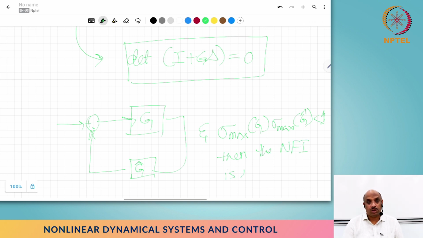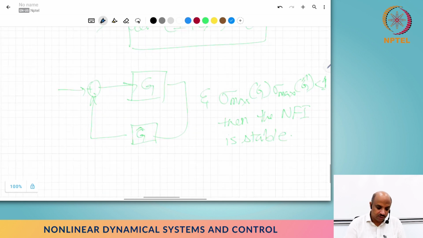So what this is essentially saying is that if you have two systems in feedback, and both are somehow less than 1 in gain, then stability holds. Sigma max is the maximum singular value. Hopefully you're familiar with that concept. It is actually a norm on matrices, so it captures very well the size of a matrix. When we have this condition, we can guarantee stability, and this is called the small gain theorem.